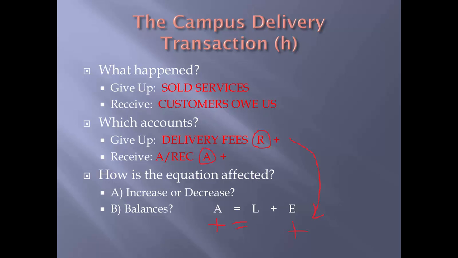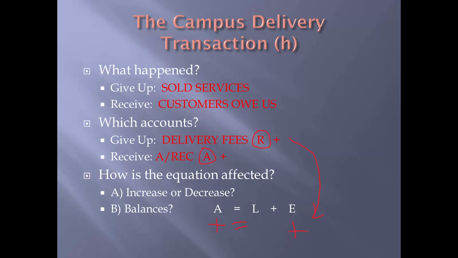Which accounts are we going to use? For sold services, the keyword sold tells me that's going to be a revenue account. I go to the chart of accounts, I look under revenue accounts, there's only one, delivery fees, that's a revenue. Okay, for the receive, customers owe us, it's our money, we own that money, so that tells me it's going to be an asset.